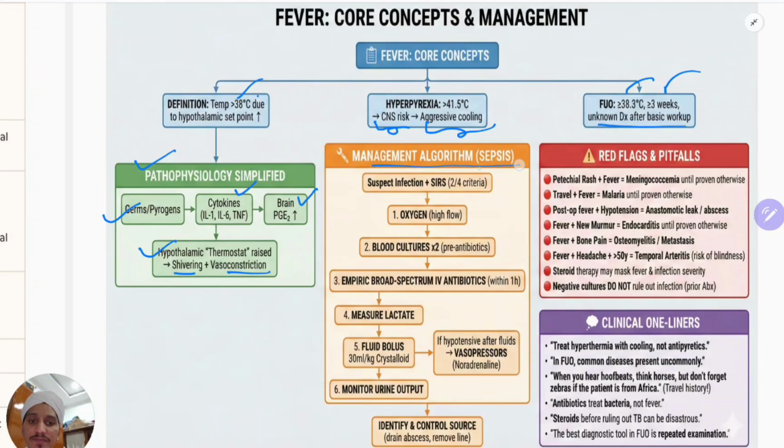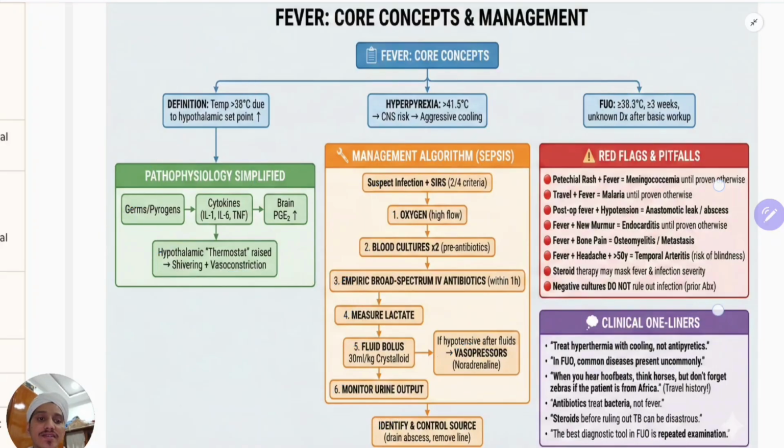So management of sepsis: suspect infection plus SIRS, 2 out of 4 criteria. Give oxygen, take blood cultures before antibiotics, give empiric broad spectrum antibiotics within 1 hour, measure the lactate. If it is more than 4, that indicates septic shock. Give fluid bolus 30 ml per kg crystalloid. If it is not responsive, give vasopressors like noradrenaline. Monitor the urine output. Identify and control the source.